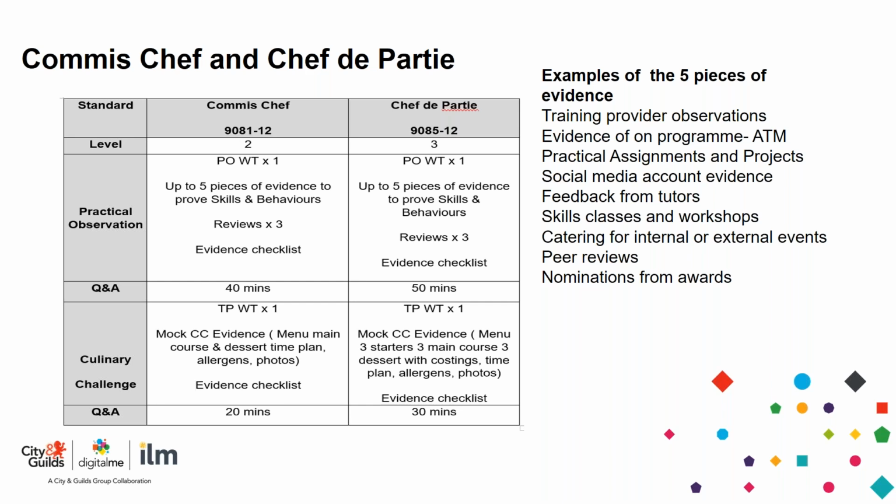So if we draw a line under the practical observations, now let's talk about the culinary challenge. For both commis chef and chef de partie, we need number 1, evidence of the mock culinary challenge. This evidence needs to include the 2-course menu cooked for commis chef along with the apprentice's time plan, allergen information and any photographs taken with feedback to the apprentice. And then for chef de partie, the menu should be the 3 options of starters, 3 main courses and 3 desserts with costings. Then the time plan, allergen information, photos taken from the actual 3-course menu produced by the apprentice, and then feedback provided.